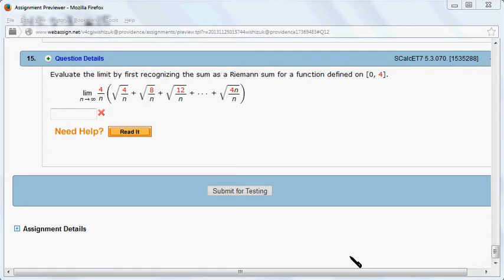Okay, let's look at homework 5.2, 5.3, problem number 15. So we have this limit of a sum, and we're going to view this as a definite integral and use that to evaluate the value. So let's do that.